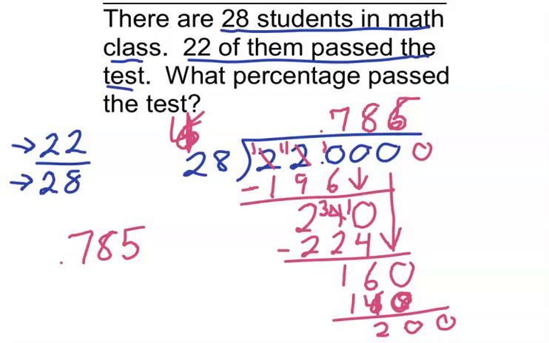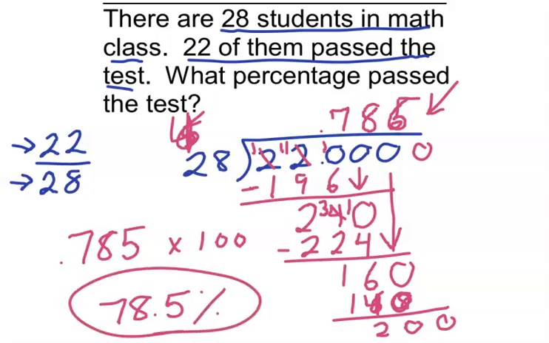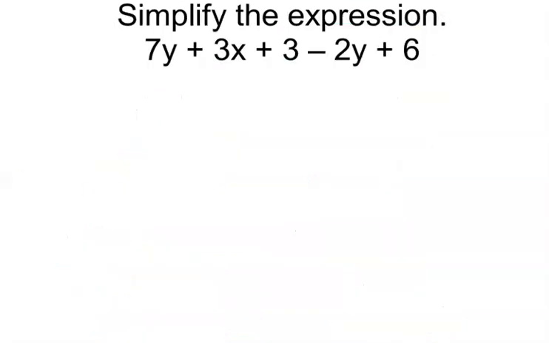We have to turn it into a percent by multiplying it by 100. Okay, so all we would do is move the decimal over 2 places. So it's going to be 78.5. Okay, it actually might be 78.6 depending on what this next number is. We might have to round it, but we'll just leave it at that. 78.5%. Okay, so 22 out of 28 is 78.5%.